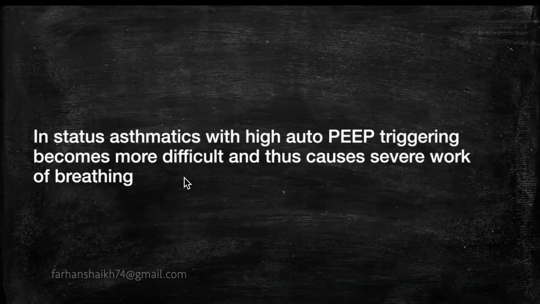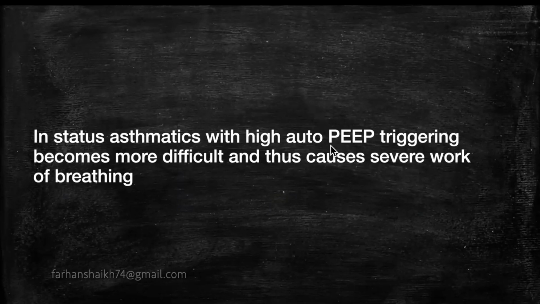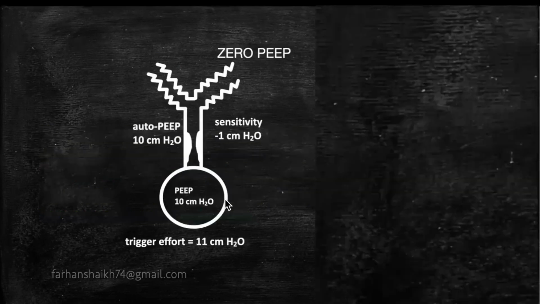So we can imagine that if there is a problem like asthma, with significant air trapping because of bronchospasm, mucosal edema, and airway narrowing, and there is an intrinsic PEEP or auto PEEP, then the triggering will become more difficult, because the patient will have to work against that auto PEEP to trigger the next breath, and that will lead to problems of delayed triggering or ineffective triggering.